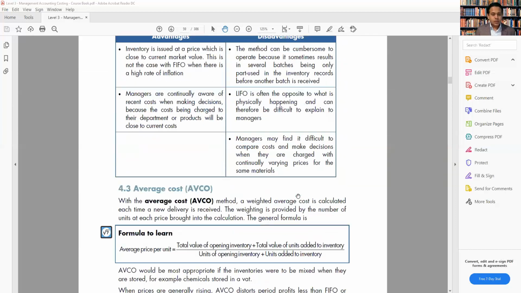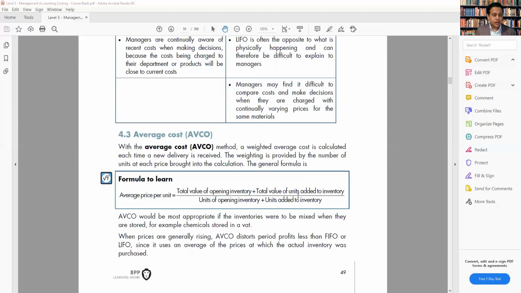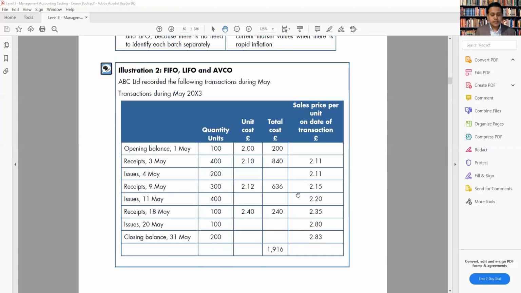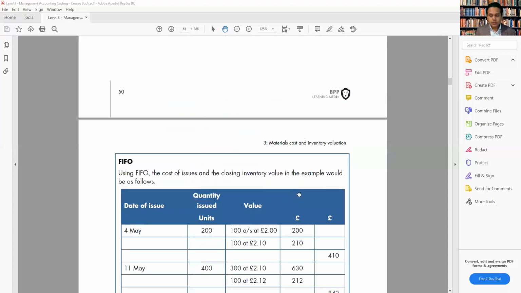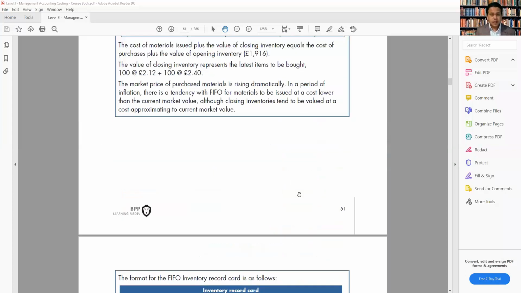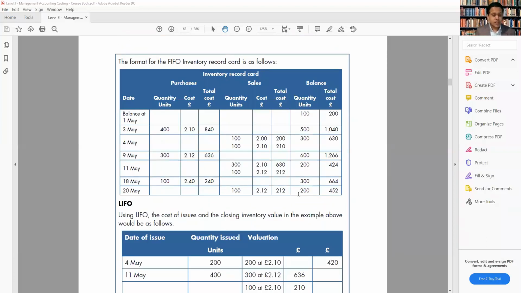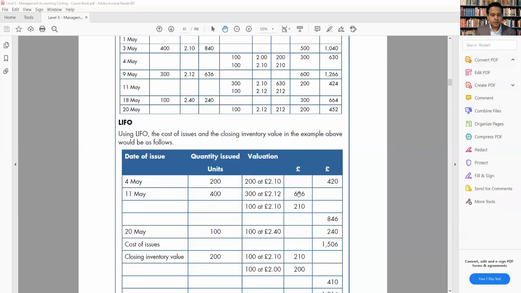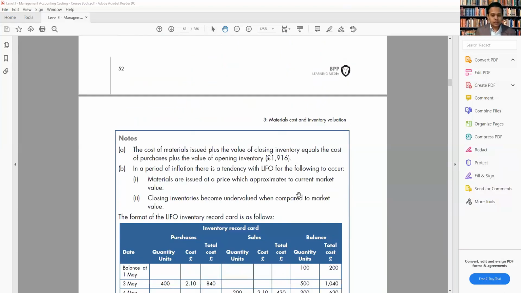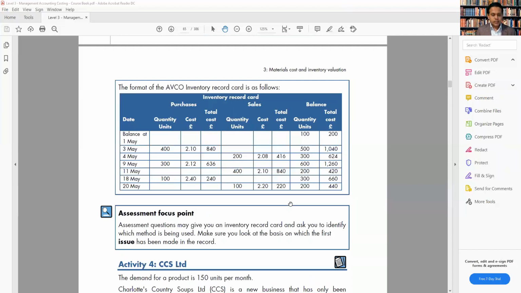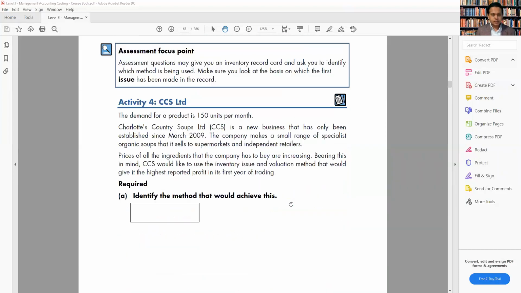All right, there is LIFO as well. This is the theory part, so you can read the theory yourself. We'll move to the exercise that will help us to understand more, because in the exam, in Level 3, we don't expect any theoretical question. You don't have to type too much here. So you have to do mainly the exercise questions. Okay, so let's move on to this question.